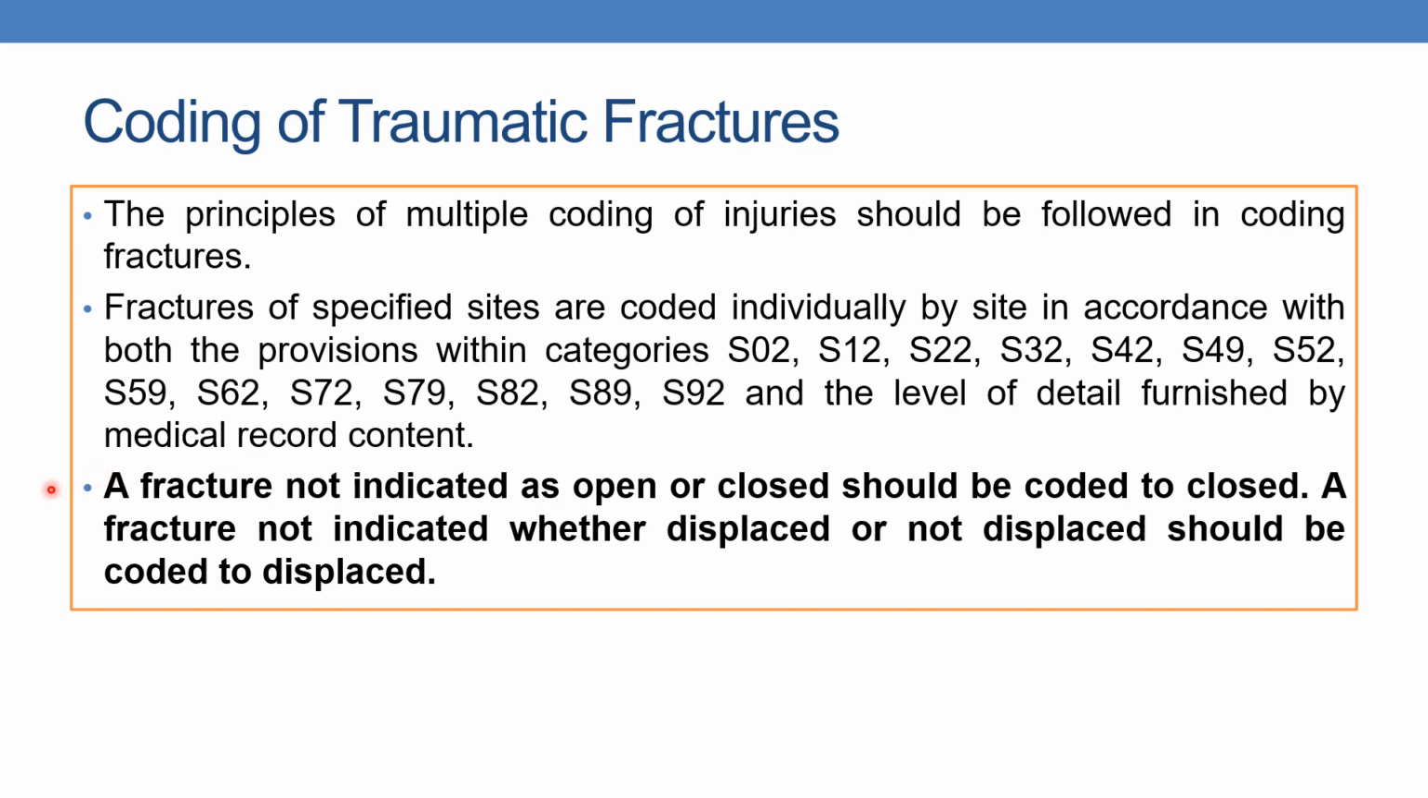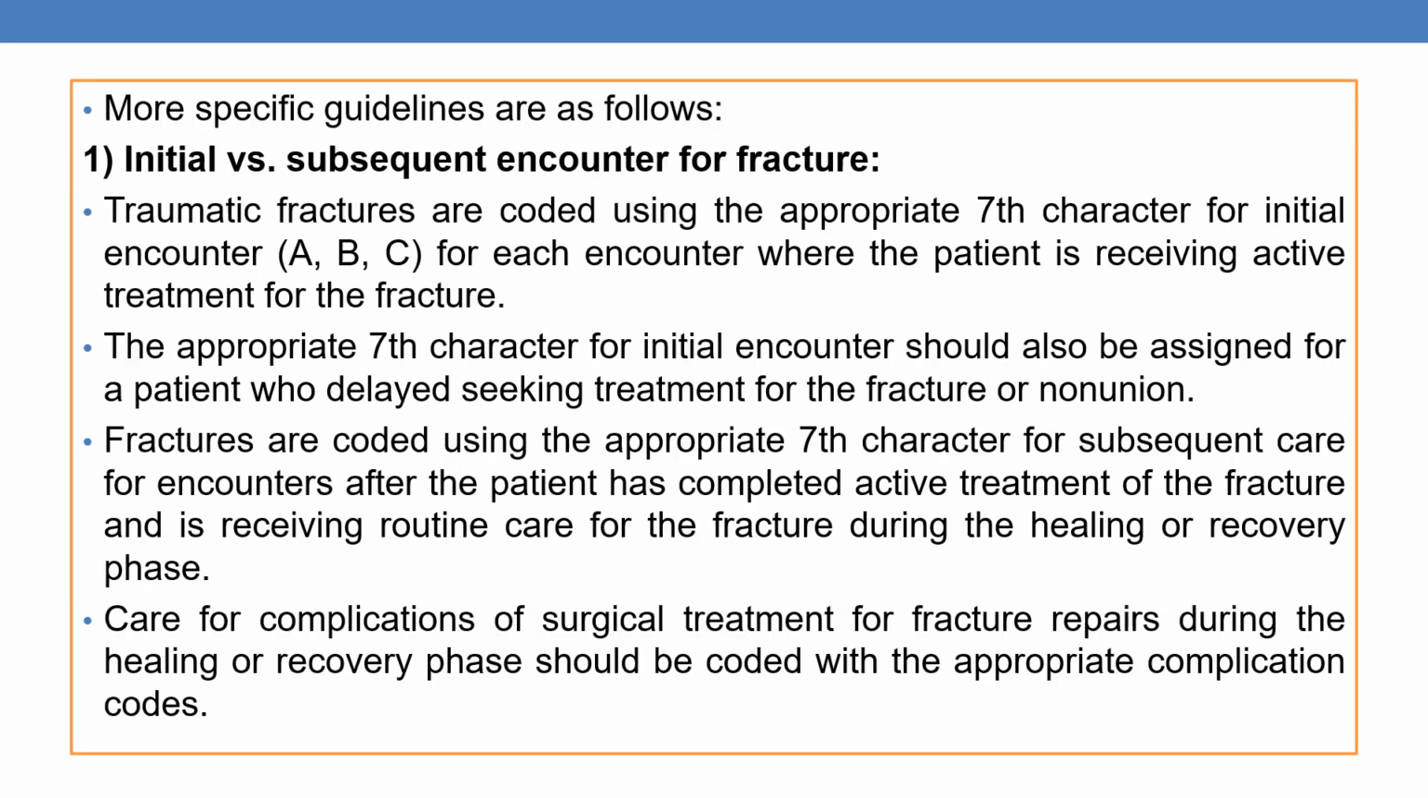And one important ground rule that we have discussed earlier: a fracture not indicated as open or closed should be coded as closed, and a fracture not indicated as displaced or non-displaced should be coded as displaced. So by default closed must be coded and by default displaced must be coded whenever there is no specific documentation. And more specific guidelines are as follows. The first one is initial versus subsequent encounter. When must we code initial encounter?